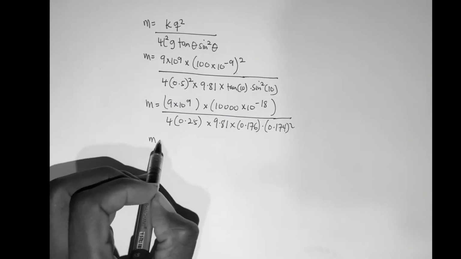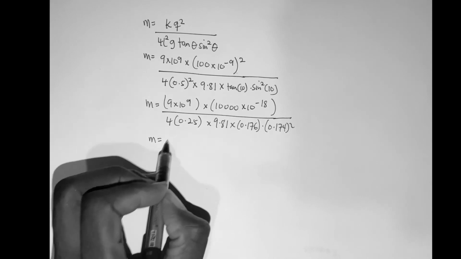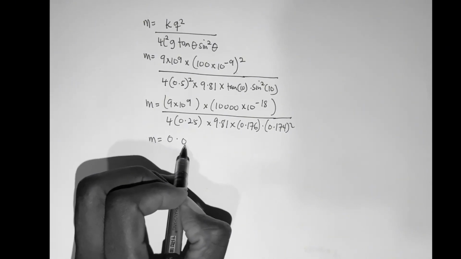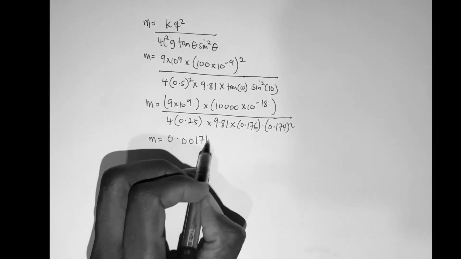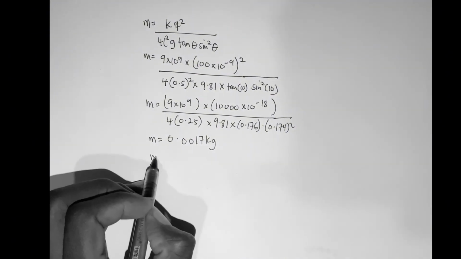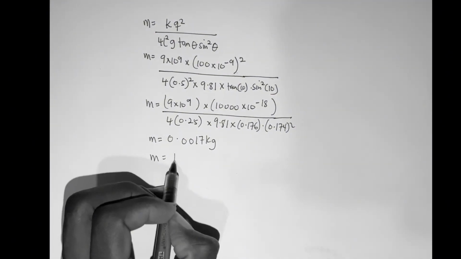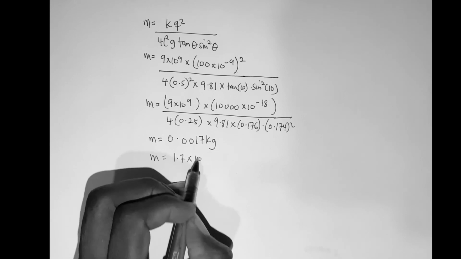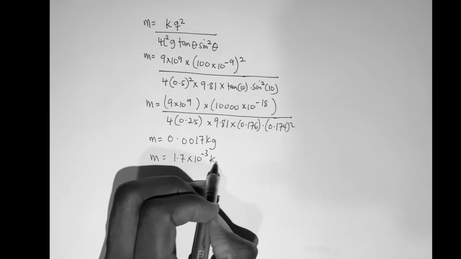So the value of m is equal to 0.0017 kilograms, which is the same as m equals 1.7 times 10 exponent negative 3 kilograms.